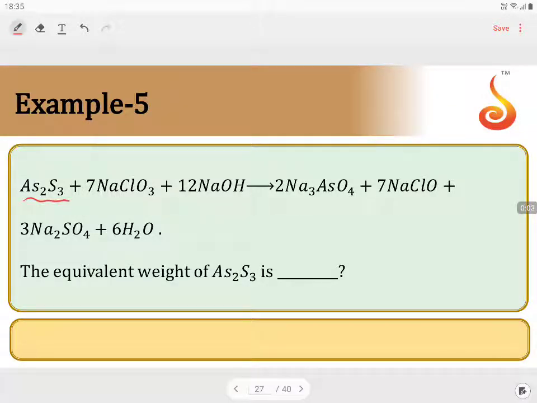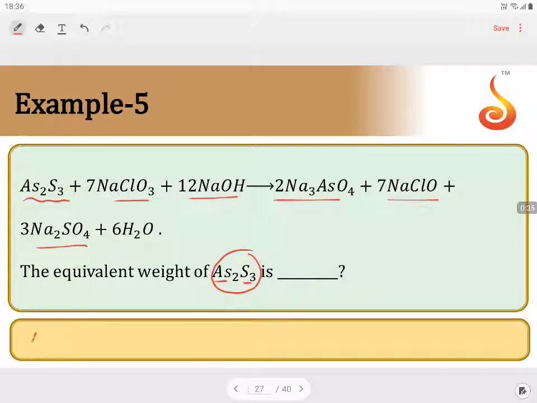As2S3 + 7 NaClO3 + 12 NaOH gives Na3AsO4 + NaClO + Na2SO4 + 6H2O. They are asking you to find the equivalent weight of As2S3. Now let us see, arsenic and sulfur are present in the arsenic sulfide. You have to see in the product side what is the arsenic containing product, what is the sulfur containing product.